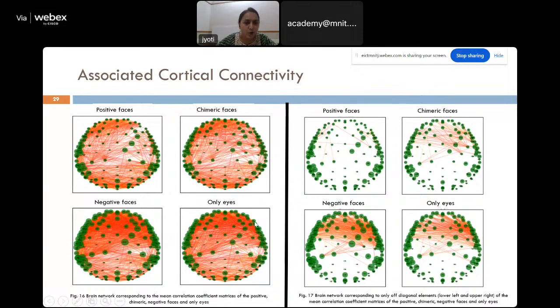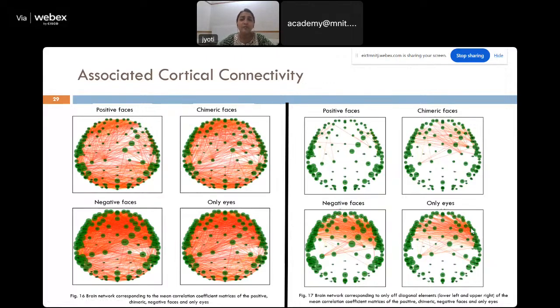But here, if you see, there are too many connections in the frontal lobe area for negative phases and only eyes. Even when we plot just the off-diagonal elements, we can see that positive phases have very small correlation between frontal electrodes, chimeric phases a little bit more, and negative and only eyes, there is too much correlation between different areas.